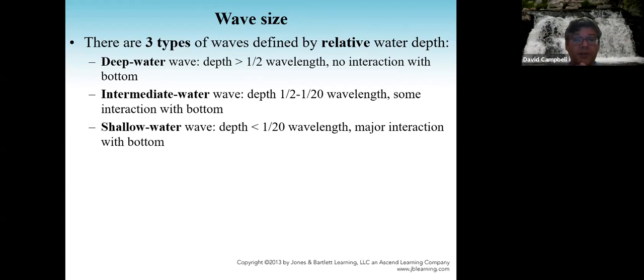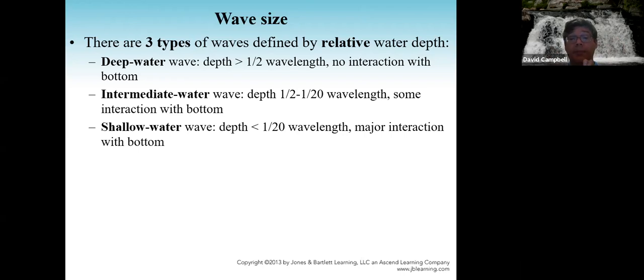Intermediate ones have a depth between 1/2 and 1/20 of the wavelength. There, the loops are starting to run into the bottom. The wave is feeling. That's not a technical term, but it kind of describes the wave interacting with the bottom somewhat. And a shallow water wave, when the depth is less than 1/20 of the wavelength, so the wavelength is a lot more than how deep our water is, then that wave is going to interact a lot with the bottom, with very major impacts.